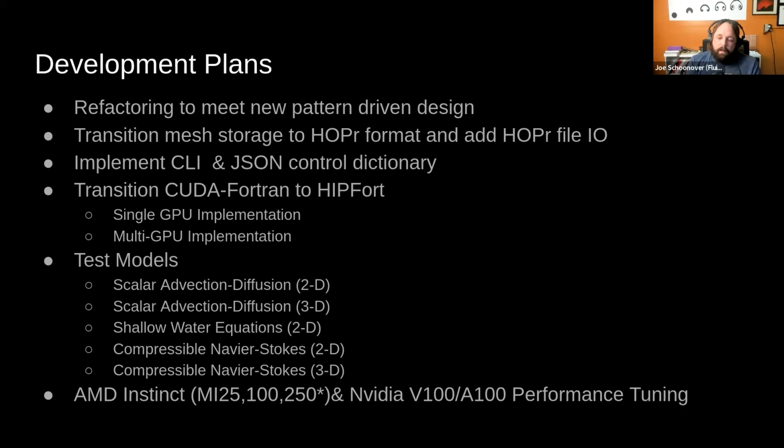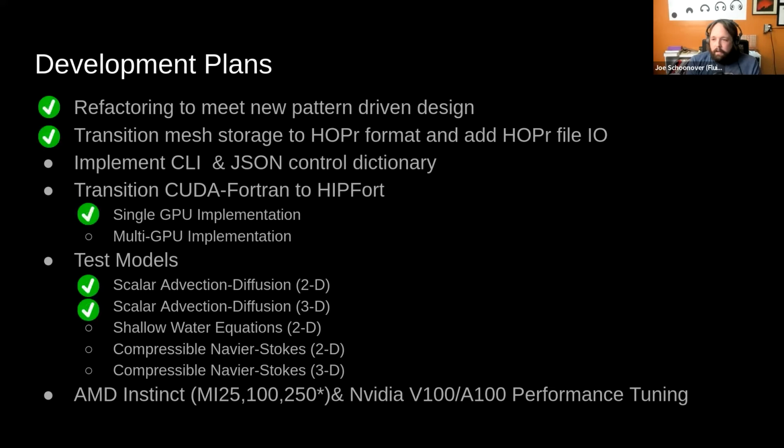So there was a bit of work to transition everything to be compatible with that kind of file IO to work with HOPR. And then to make things a little more user-friendly, we're looking at putting in command line interface tooling, where someone can define dictionaries to set parameters for their applications and define those on the fly. So we've done a little bit of work there. And then, of course, the main stuff that we'll be talking about today is the transition from CUDA-Fortran over to HIPFort. And then there are some test models that we've started to put in so we can benchmark how things would perform for end user applications.